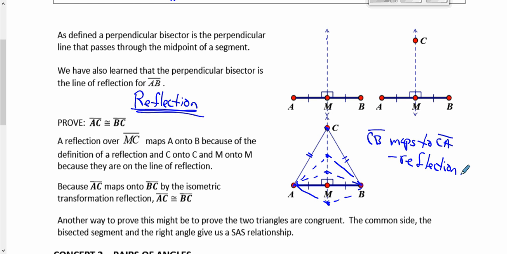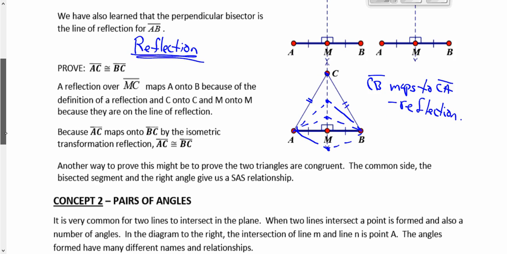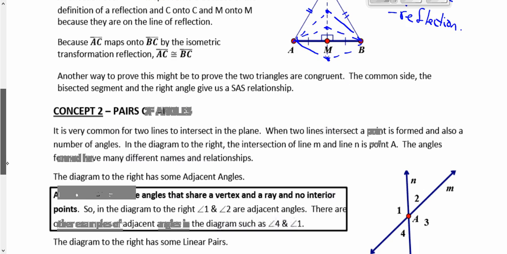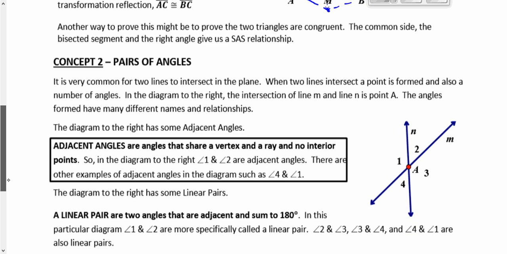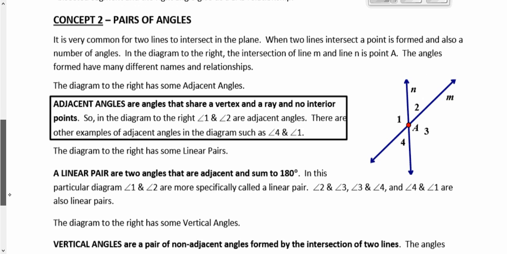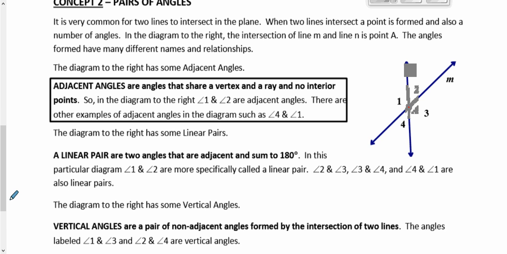Let me go on and talk about, I covered some of this, pairs of angles. Okay, adjacent angles. Do you remember the linear pair angles? Linear pair angles also happen to be adjacent angles. They're just right next to each other. So adjacent angles share a vertex and a ray. Like angle 1 and 2, wouldn't they be adjacent? And in this case, they're also a linear pair, so they add to 180, right?